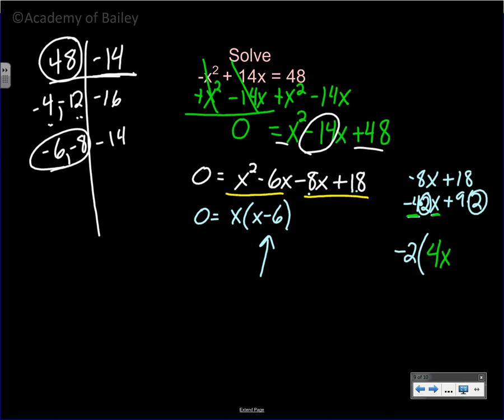And if I pull out the 2 here, remember I pulled out a negative 2, so that made this a negative, because negative 9 times negative 2 was positive 18, and that leaves me negative 9 inside. And so from here, we have negative 2 times (4x minus 9).